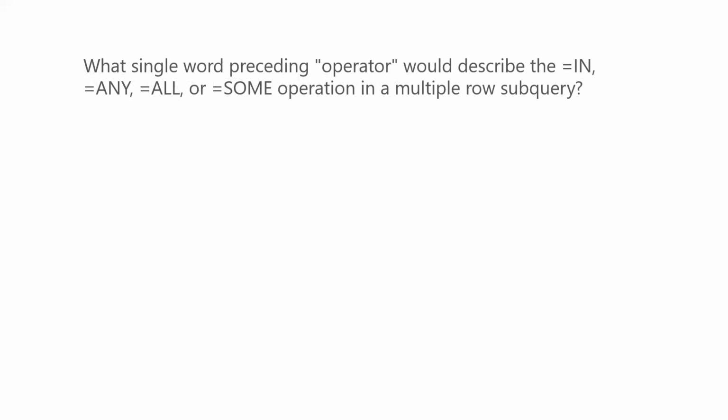What single word preceding operator would describe the in, any, all, or some operations in multiple row subqueries? So blank operator. And it is kind of an all-encompassing term for in, any, all, or some operations. It was in the reading. I don't think I ever mentioned it. It's called a lookup operator or a lookup clause. Okay, in, any, all, or some tell you where to look things up or how to look things up.